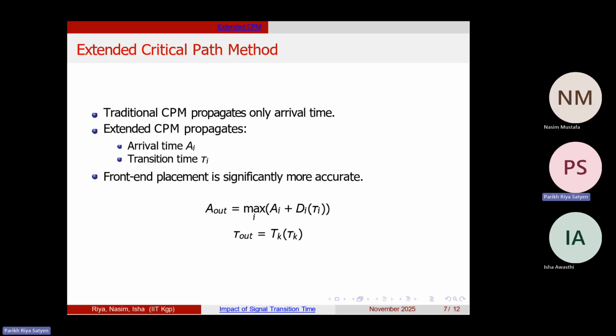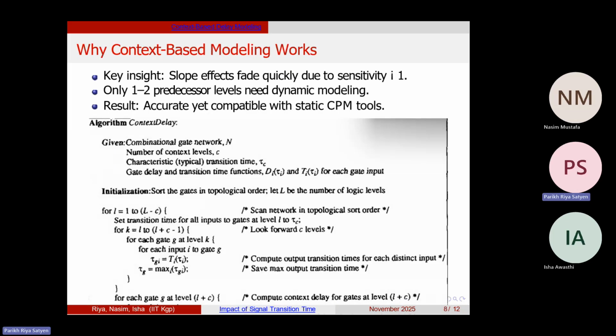The authors also compared front end and back end delay placement in the paper. In front end placement, delays are associated with each input before combining. In backend placement, delay is lumped at the output after combining. So it can be understood that the front end delay modeling is more accurate because it respects per input delay behavior. For analysis, we have used context based modeling instead of the extended critical path method.